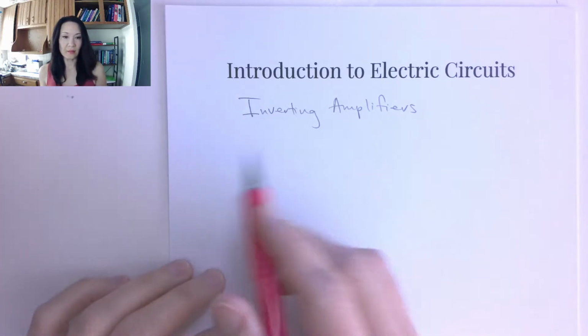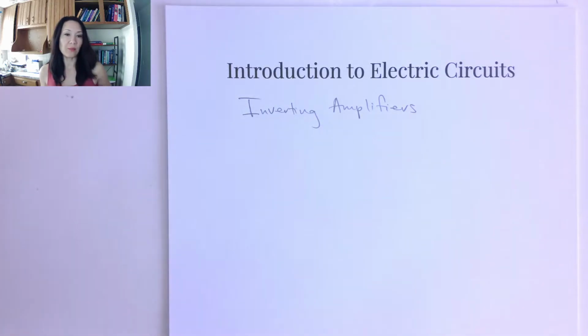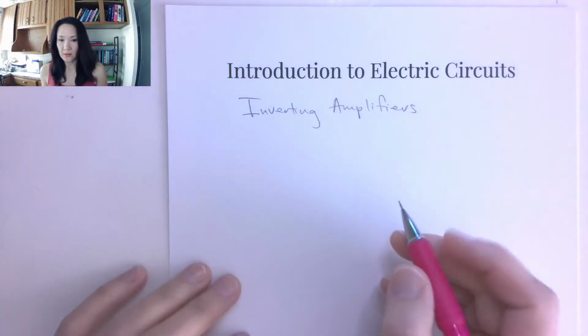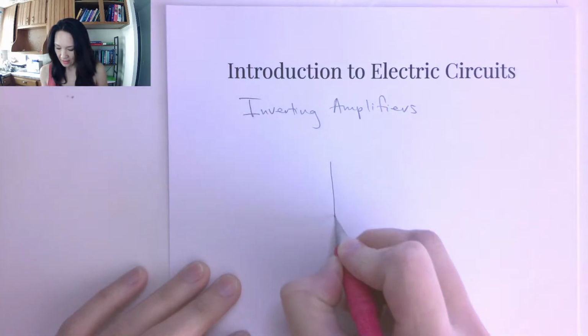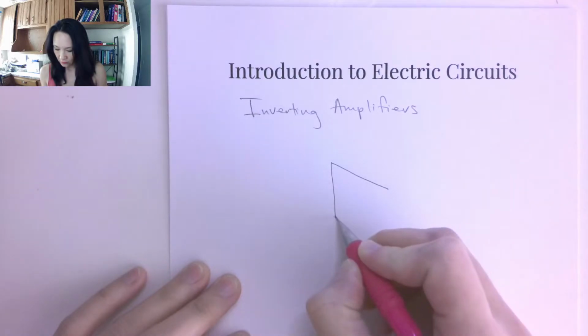Hi students. Last time we saw that if we apply an input signal to the non-inverting input of the op-amp, the output on the other side will have the same sign as the input. So now let's see what happens when we apply a voltage to the inverting input.